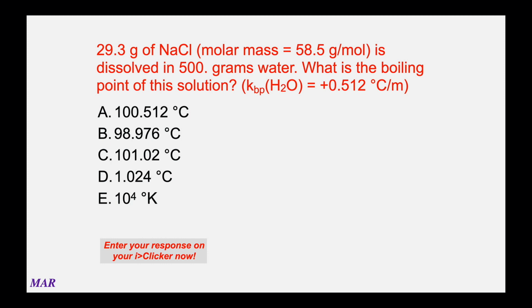Molality, we need to take the moles of NaCl and divide by the kilograms of water. So 29.3 grams divided by 58.5 grams per mole will tell us the moles of NaCl. And we'll divide that by the kilograms of water. So 500 divided by 1,000, 0.500 kilograms. Whatever that is, that's going to be the molality.